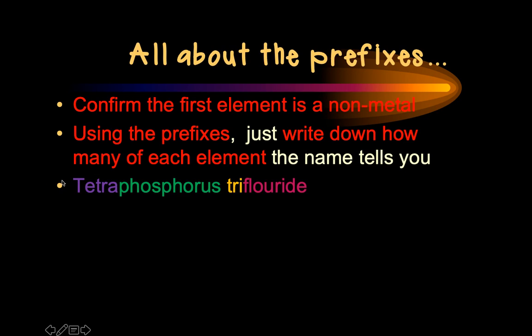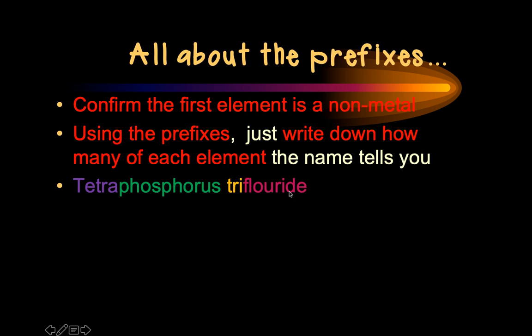So here we go. I have a color-coded example. Tetraphosphorus trifluoride. So first we've got to check what the first element is. Somewhere in here there's an element name. Oh, here it is, phosphorus. Is phosphorus a nonmetal? Yes, it is. It's on the right side of the stair-step line. So because this first element is a nonmetal, we just look at the prefix and it tells us how many there are. So phosphorus is capital P. Tetra, look on the ion guide sheet. What does the tetra prefix mean? It means 4.